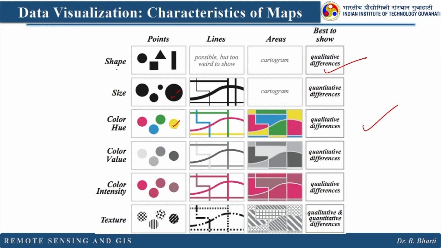So this is the summary. You can see the shape can be used for qualitative data, and size you can use. The bigger size may represent high population, or very bad air pollution level, and this may be the lightest one, maybe the safest zone, and this may be the danger zone. Depending upon your application, you can use all these conventions or different types of shape, size, color intensity, and textures to represent your data in a map.